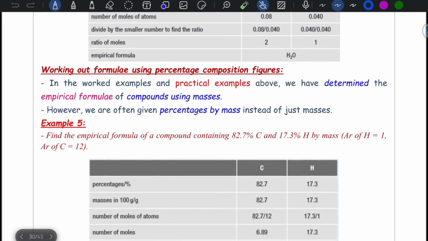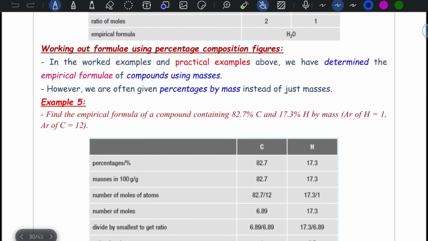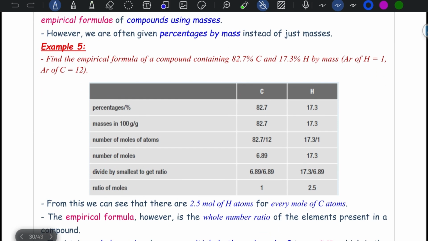Working out formulae using percentage composition. In the worked example and the practical example above, we have determined the empirical formulae of a compound using masses. Now we will use percentage by mass instead of masses. He may ask you a question like this one. You have 82.7% of carbon and 17.3% of hydrogen.